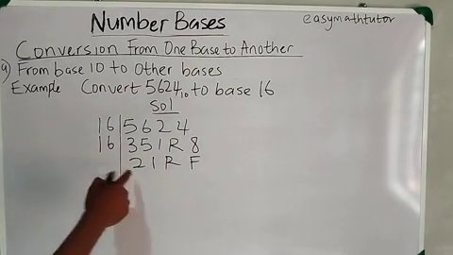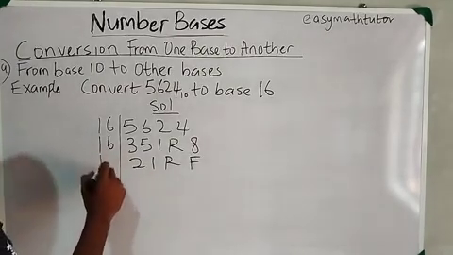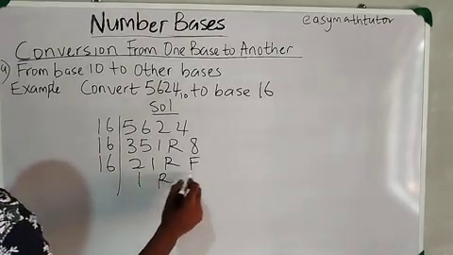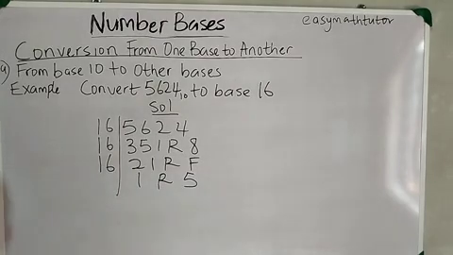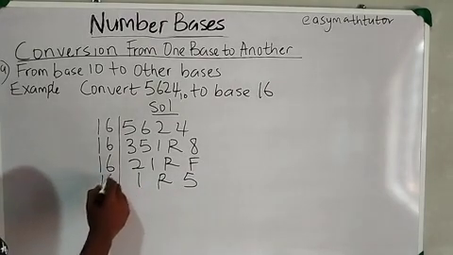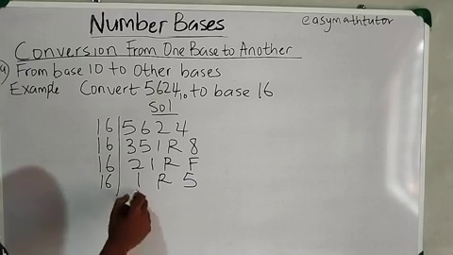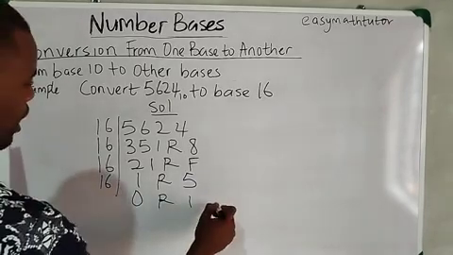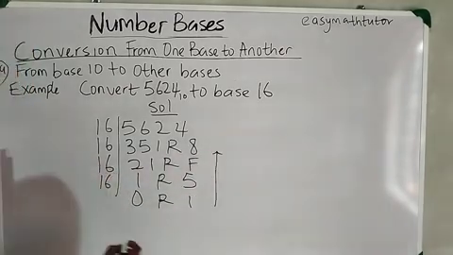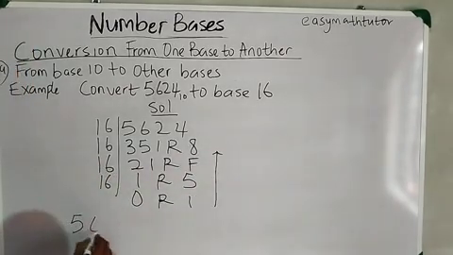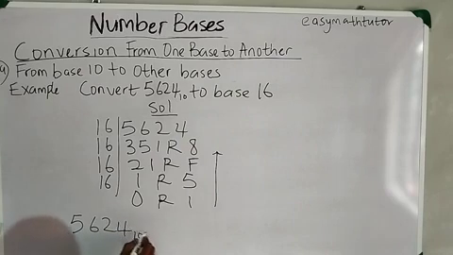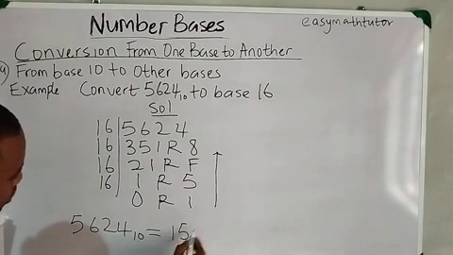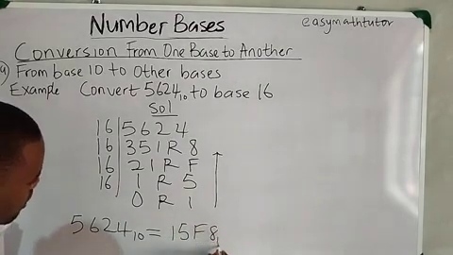All right. Now we are going to divide this number again, by 16. 16 can go into 21 once with a remainder of 5. And we are finally going to divide this so we can have 0 here. So 1 divided by 16 will be 0, remainder 1. So we take our answers from the bottom up. It therefore means that 5624 in base 10 is the same thing as, from bottom up, 1, 5, F8 in base 16.